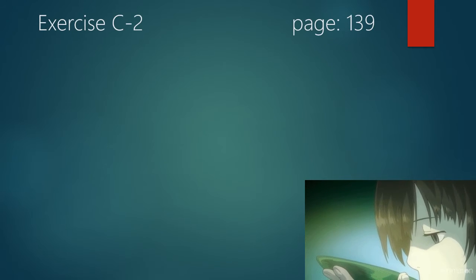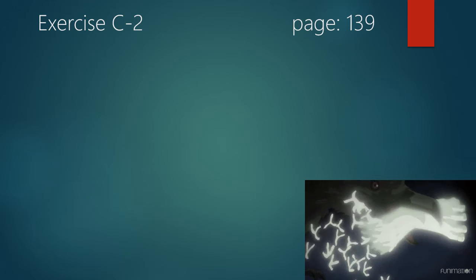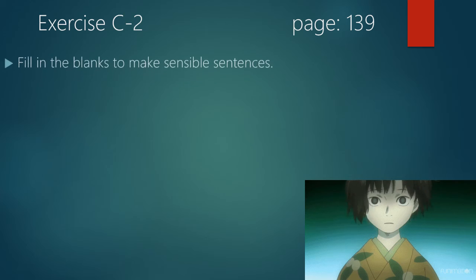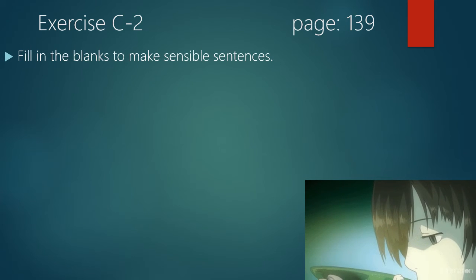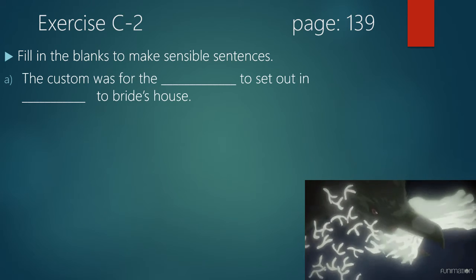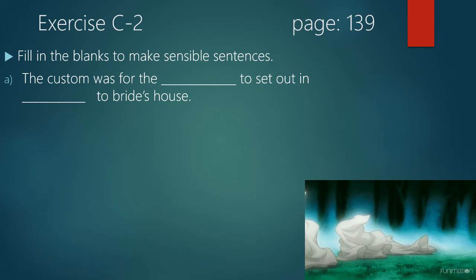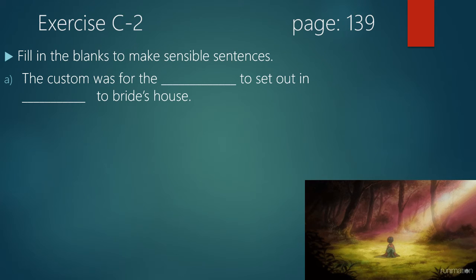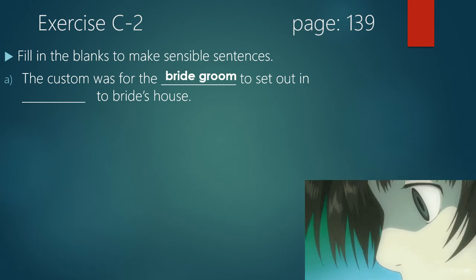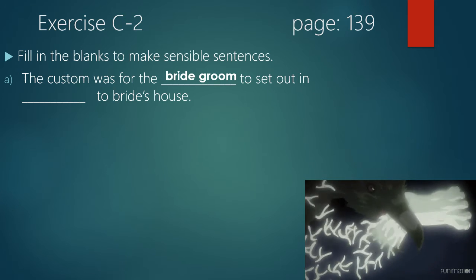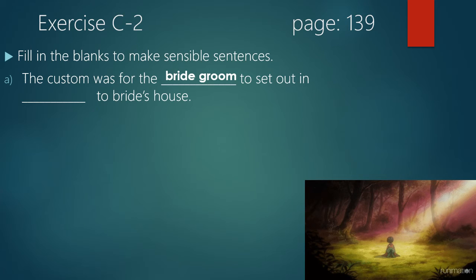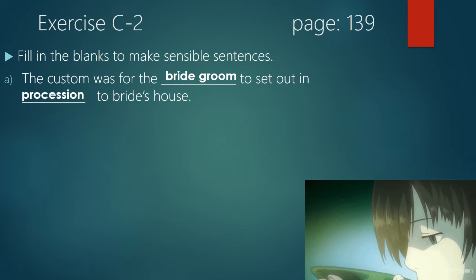Now please open page 139, Oxford Reading Circle book. We'll do exercise C2. Let me read the question for you. Fill in the blanks to make sensible sentences. First sentence is, the custom was for the dash to set out in dash to bride's house. In the first blank comes bridegroom. Very right. The custom was for the bridegroom to set out in procession to bride's house.